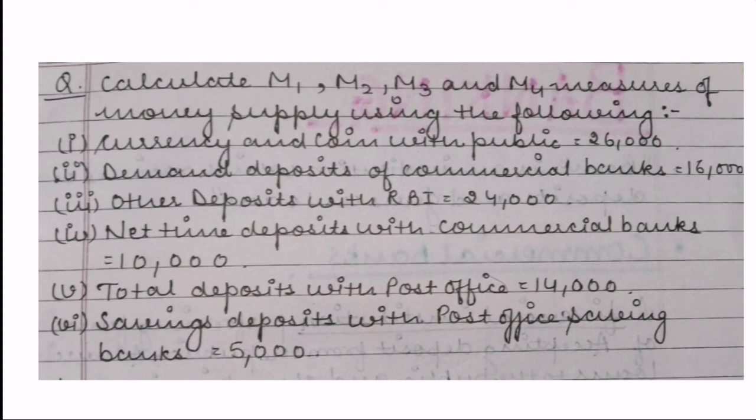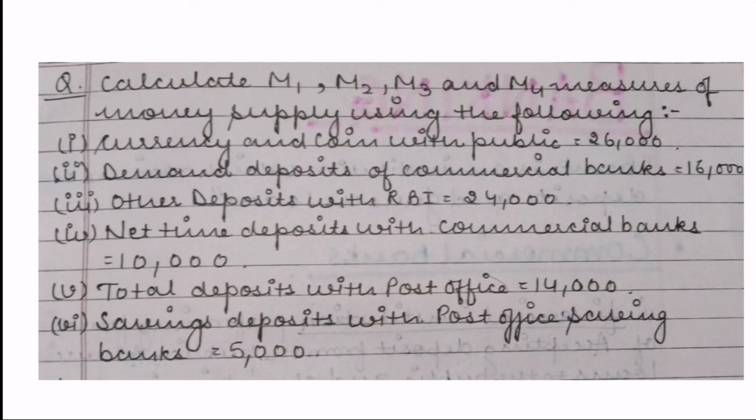In the next video we will talk about credit creation. Now see, earlier there were such questions, but now I don't think such questions will be asked. The question asks you to calculate M1, M2, M3 and M4 measures of money supply using this data. Currency and coins with public are 26,000, demand deposit of commercial banks are 16,000, other deposit with RBI are 25,000, net time deposit with commercial banks are 10,000, total deposit with post office are 14,000, and saving deposits with post office saving banks are 5,000. So we have to calculate all four measures.